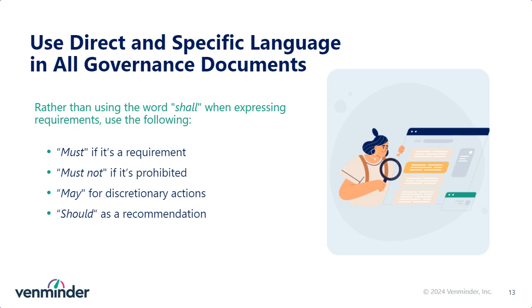So first of all, let's try and get away from the word shall, right? And instead, when it's a requirement, use the term must. When something is prohibited, use must not. You could use may for discretionary actions and should for recommended actions. But make sure you're consistent and use this language all the time so that your stakeholders really understand what you mean when you're stating requirements.